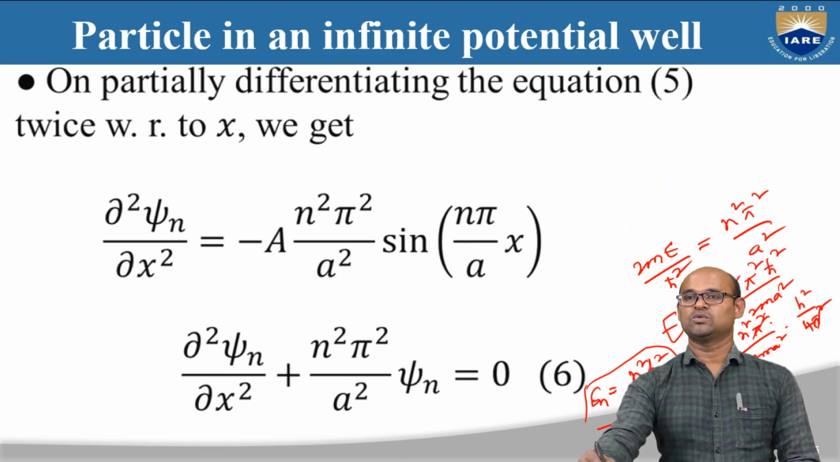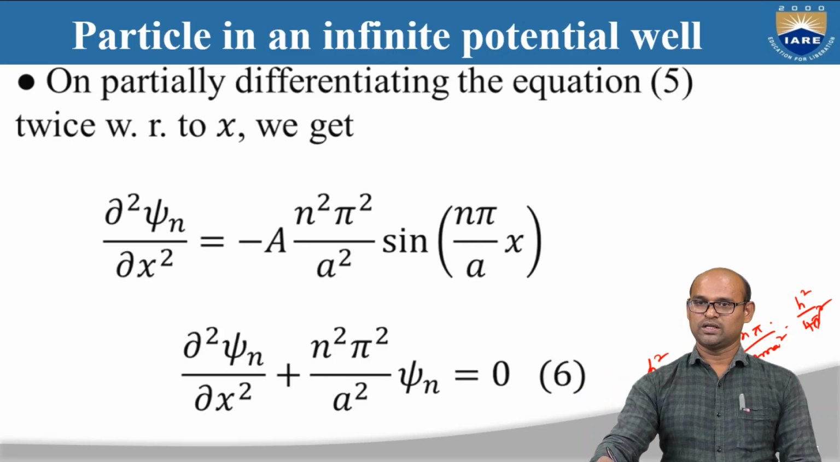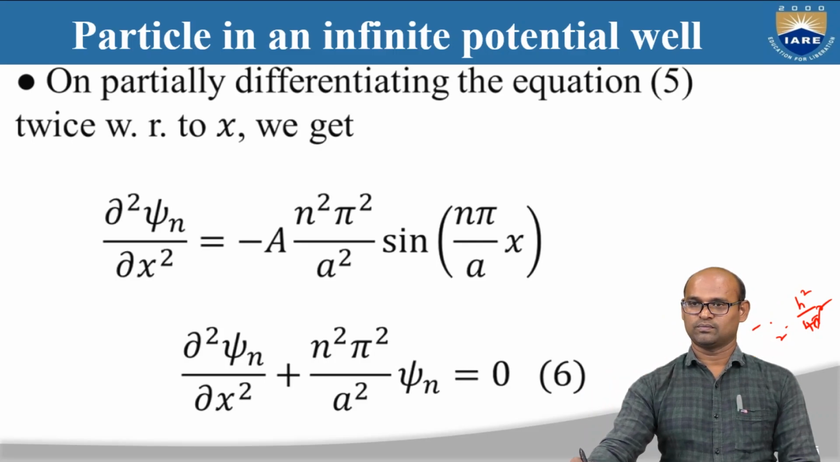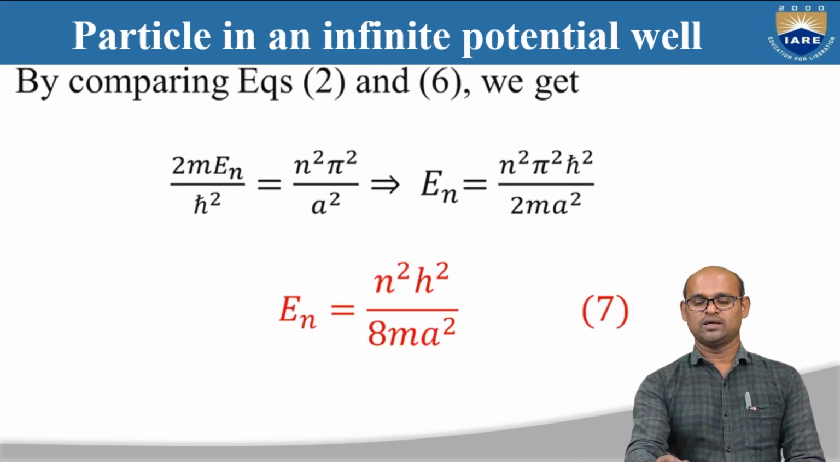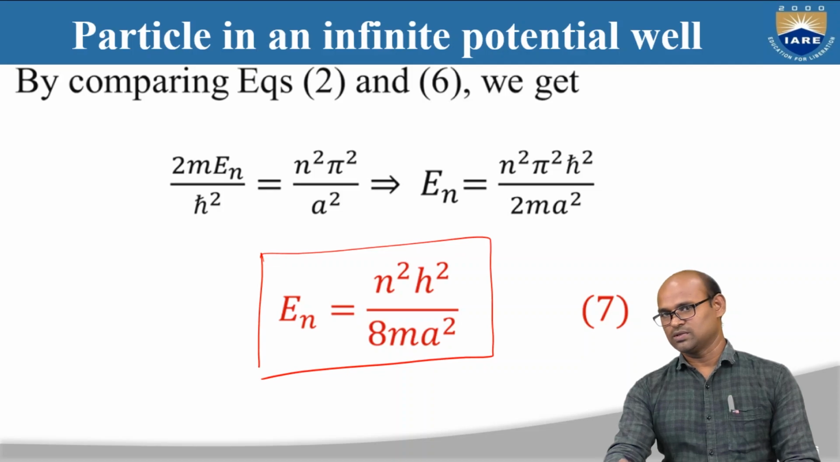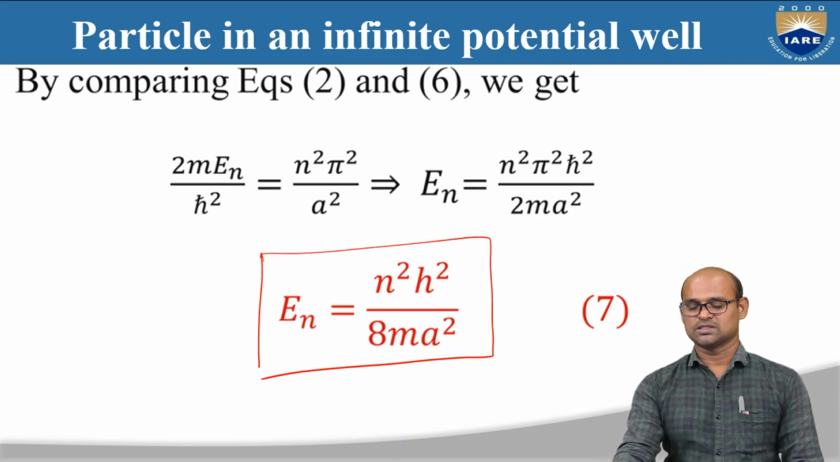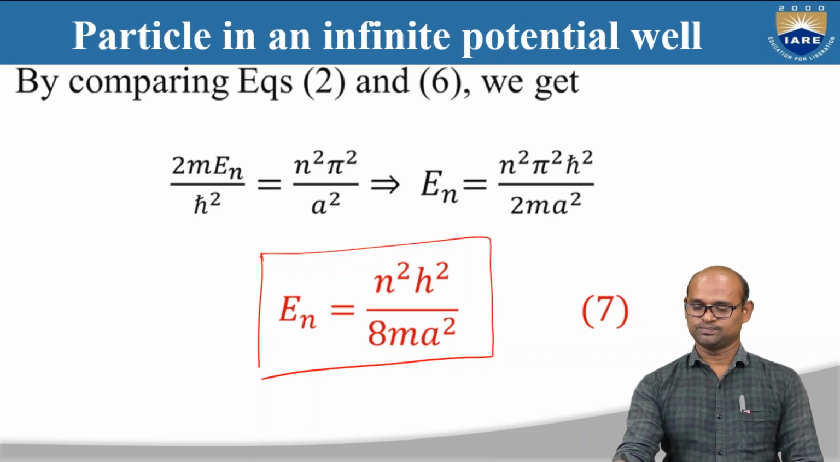Still we couldn't find what A is. We still have to find this unknown constant A so that we can write down the wave function completely, without any constants A and B. We found B is equal to 0, but still we have A. So I equated the two equations and found that the energies of the particle in different energy levels are given by n²h²/8ma².